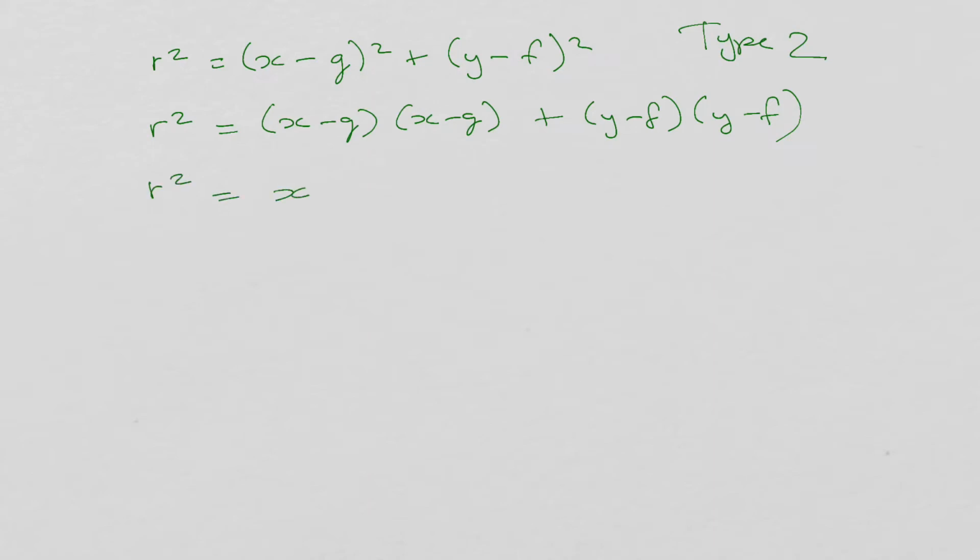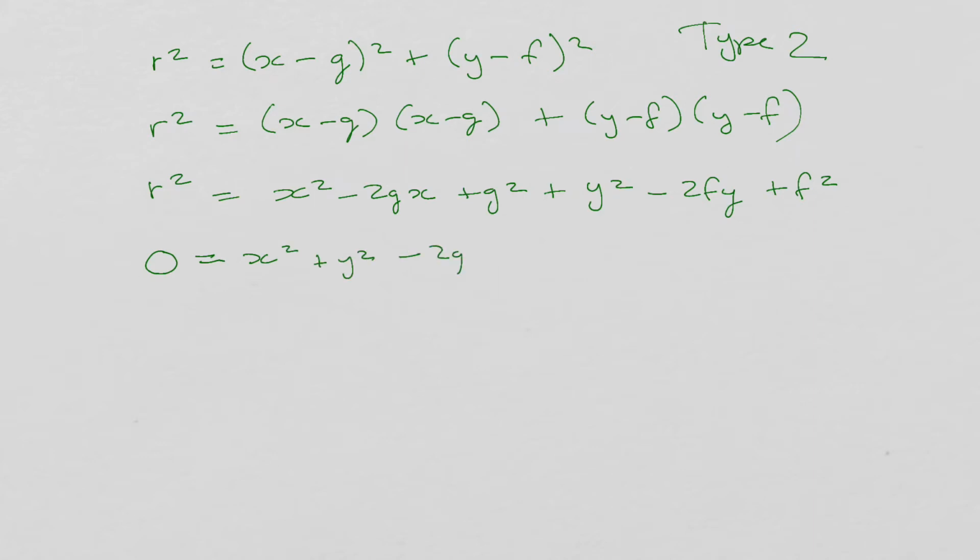So that's going to be x squared minus 2gx plus g squared. And then I'm going to have y squared minus 2fy plus f squared. Then what they do is they change the grouping. They make that equal to 0. They put the x squared next to the y squared. Then we have the minus 2gx next to the minus 2fy. And then the 3 constant terms go together. So there's g squared plus f squared. And remember, there was an r squared, so I will have had to bring that across.